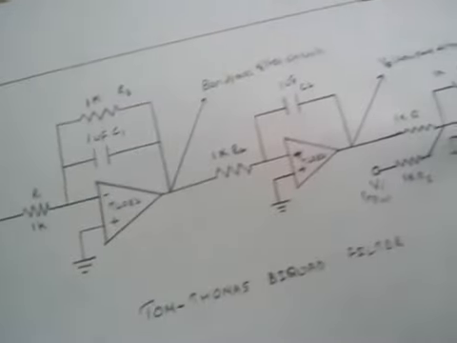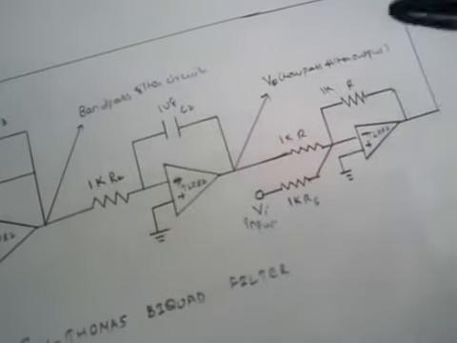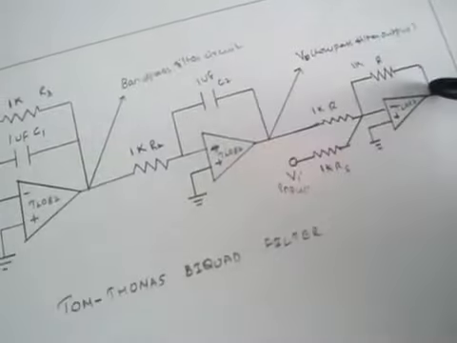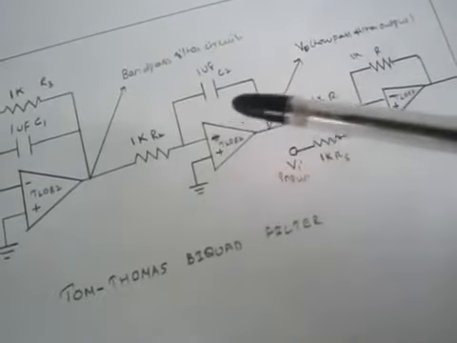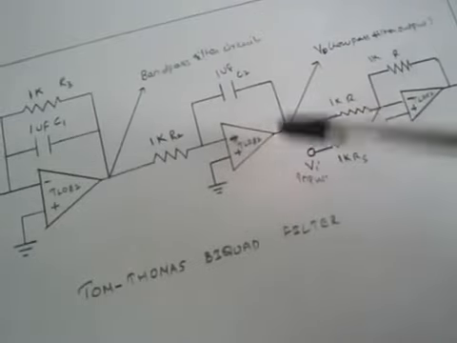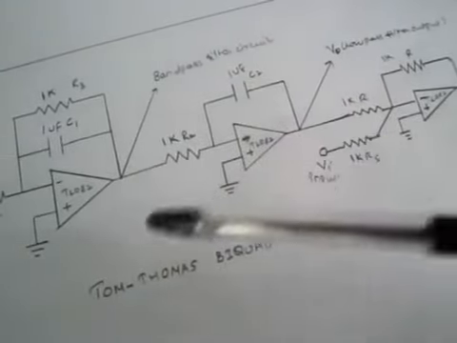So the first and the third op-amp, we realized the band pass filter using the first and third op-amps. The second op-amp is actually the low pass filter, and we are getting the output across the second op-amp. So we are realizing this in the circuit.